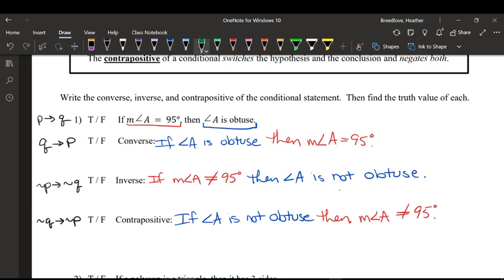The way to decide the truth value is to try to come up with a counterexample. So the first one, if the measure of angle A equals 95 degrees, then angle A is obtuse. So we're going to leave the first part the same and try to change the second part to something else and see if it works. So if the measure of angle A is 95 degrees, then angle A is acute? No, that doesn't make sense. Is right? That doesn't make sense. Straight? No. So the only thing it could be is obtuse, and so this is true. There's no counterexample for this one. So that's true.